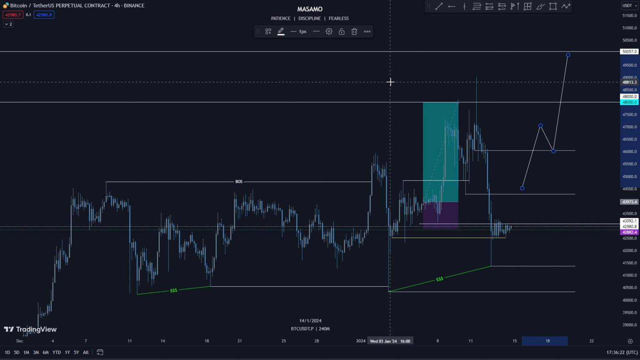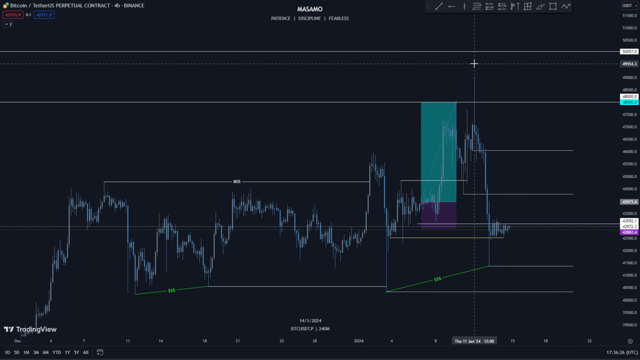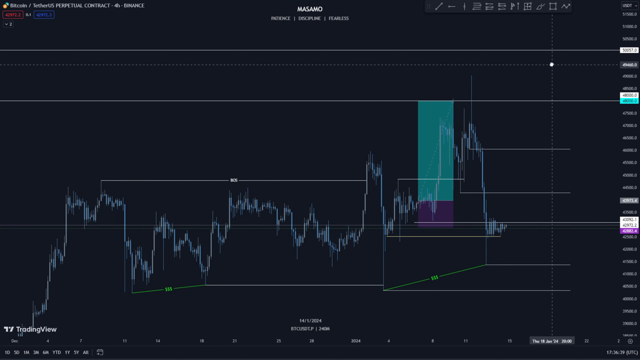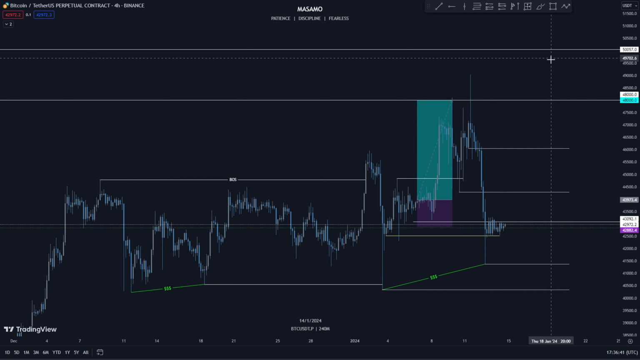So very easy concept, guys. Hope it's not complicated for you. So these are the two scenarios. First, if we go up and have rejection from those two areas. And the second scenario, if we go up, break this 46k level, retest it, hold, and in that scenario, the next level I would look for is 50k.